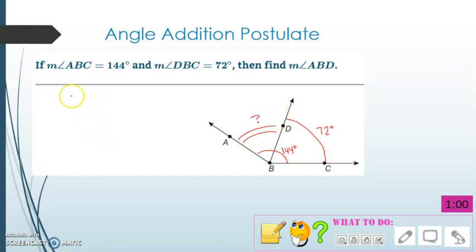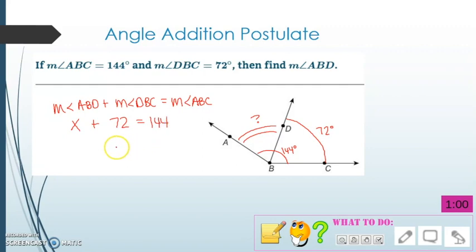So I can see from the diagram that the two pieces of the whole angle can be added together. So the measure of angle ABD, our unknown, plus the measure of angle DBC will give me the measure of angle ABC. This is all proper notation. Okay, so ABD is our unknown, so we can stick an X in there if you want for easier work. DBC was given to us as 72 degrees, and ABC was given to us as 144.